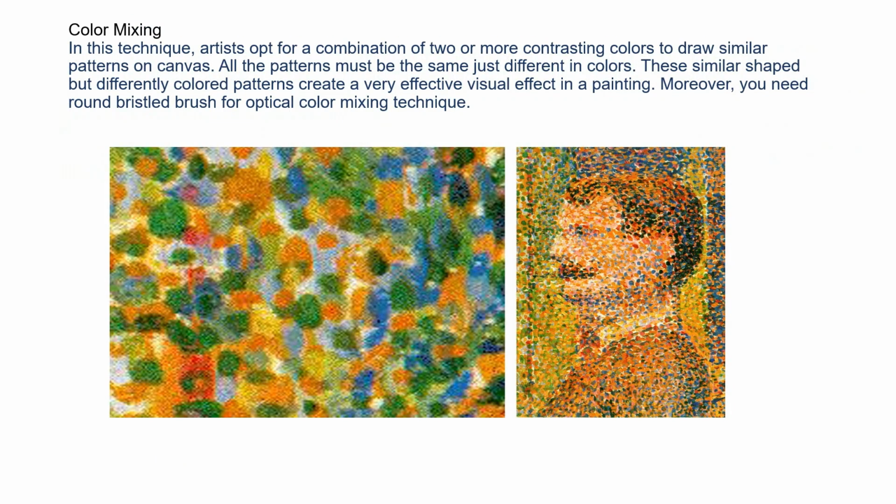Optical color mixing. This is very interesting. In this technique, artists opt for a combination of two or more contrasting colors to draw similar patterns on canvas. All the patterns must be the same, just different in colors, which means they should be the same size or the same shape. These similar shape, differently colored patterns create a very effective visual effect in a painting. Moreover, you need a round bristle brush for the optical color mixing technique. Now here is a beautiful example of optical color mixing. This is a zoom in view of how it is painted, and this is a zoom out view.